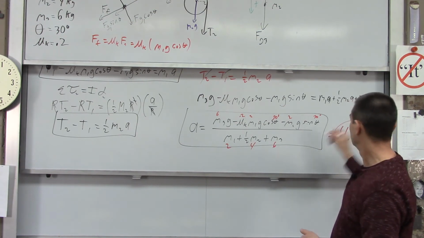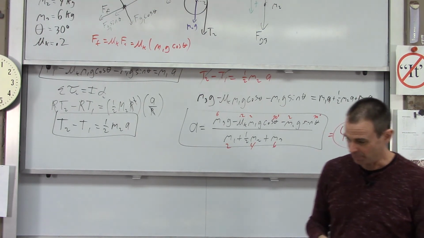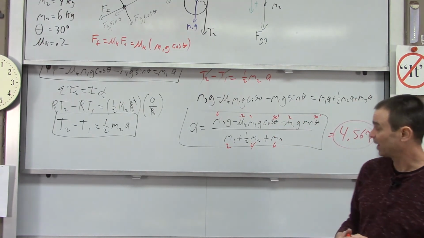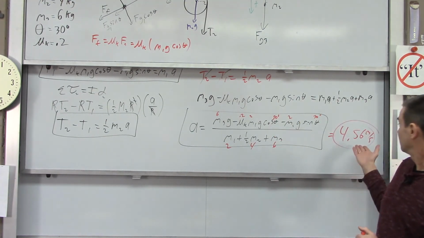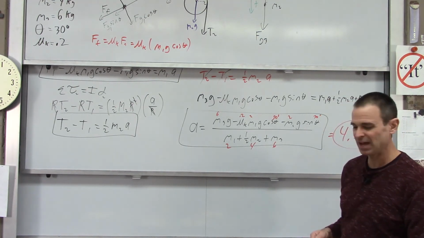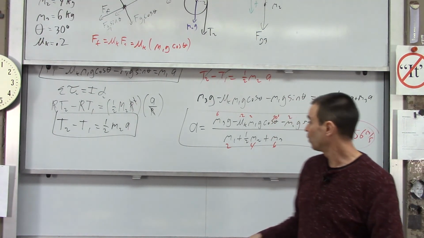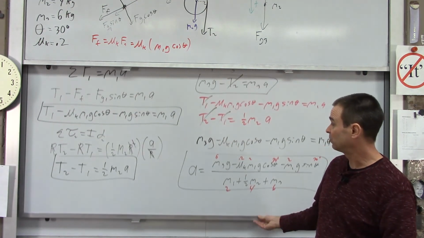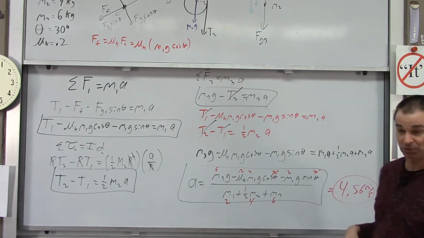Meters per second squared. So you can double check me there, but if I have those values right, then the acceleration should be 4.56 meters per second squared. So about half of gravity. Okay. So that's the acceleration that you get. Here's the algebraic expression, and here's the numerical value for it.